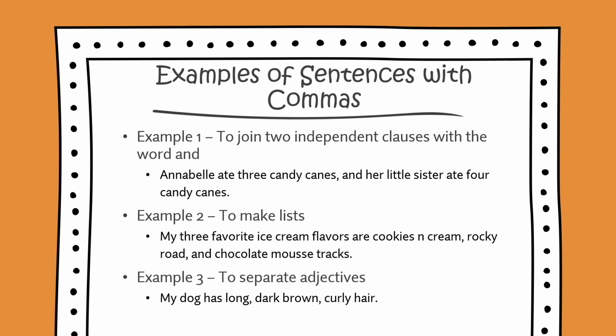The second example shows how commas are used to make lists. My 3 favorite ice cream flavors are cookies and cream, Rocky Road, and chocolate mousse tracks. Example 3 shows how commas are used to separate adjectives in a sentence. My dog has long, dark brown, curly hair.